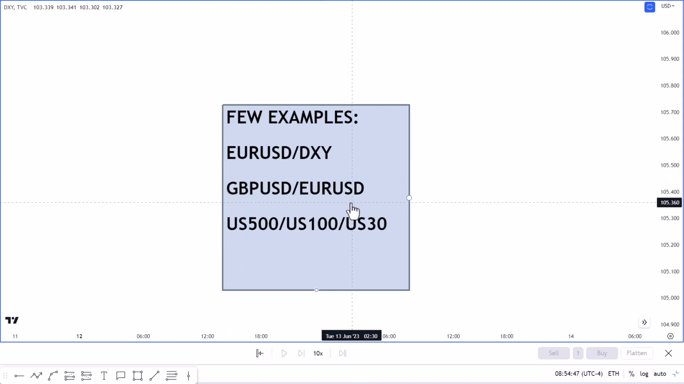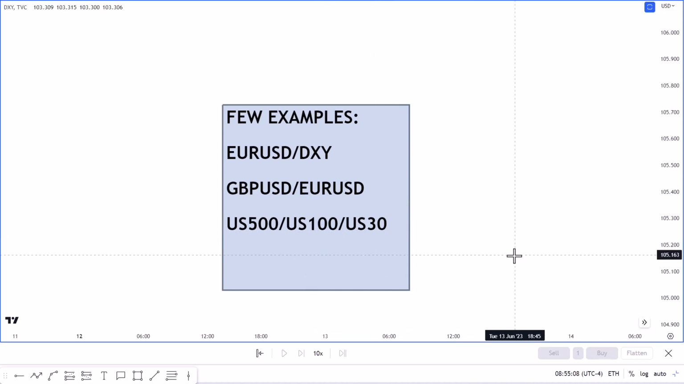The euro dollar and the GBP USD, they are symmetrical pairs. When one makes a higher high and the other fails to make a higher high, we have SMT. And then we have the US 500, the US 100 and the US 30. These are symmetrical pairs. When we have a breach, then we have an SMT.